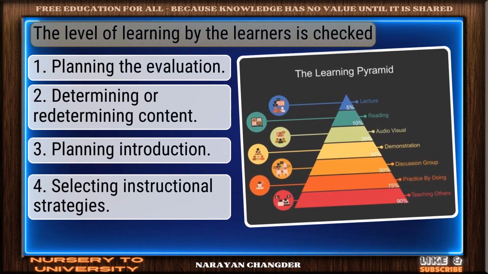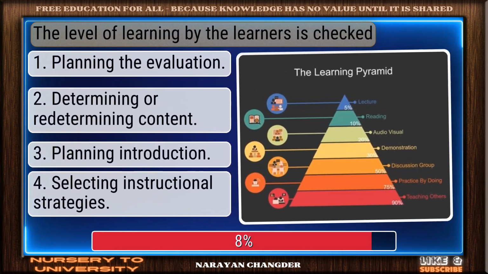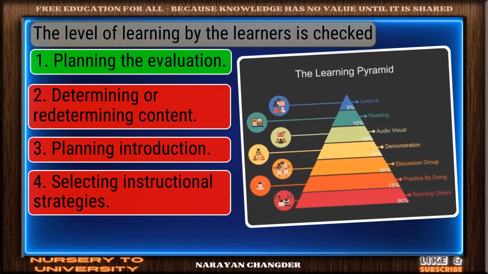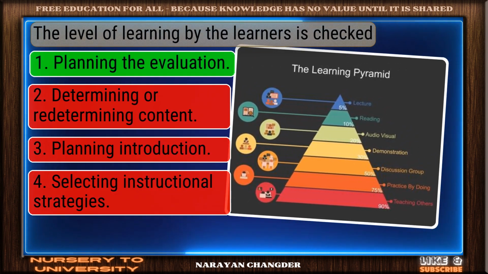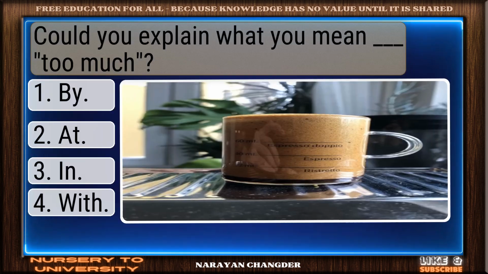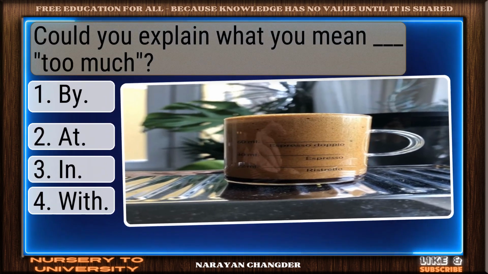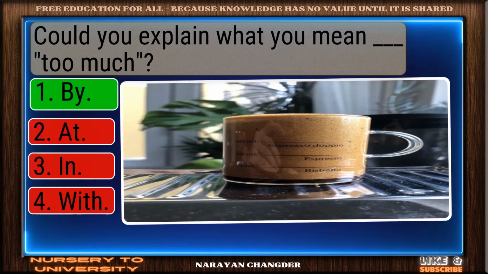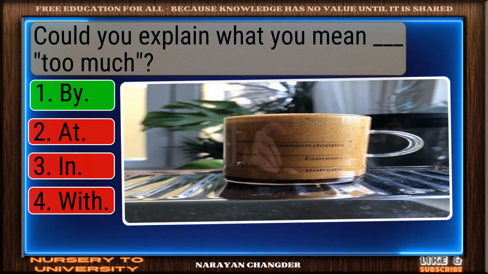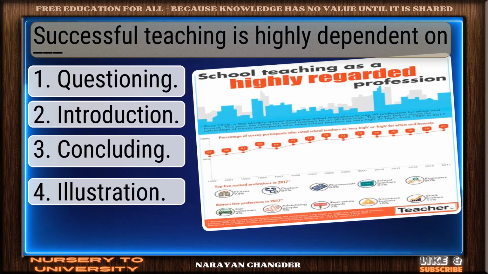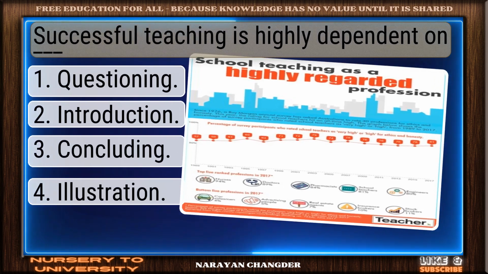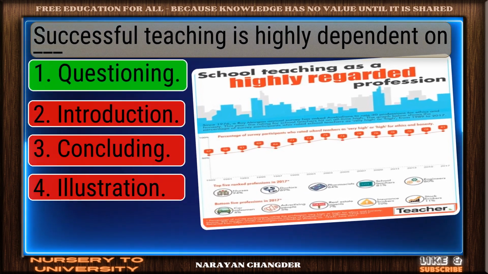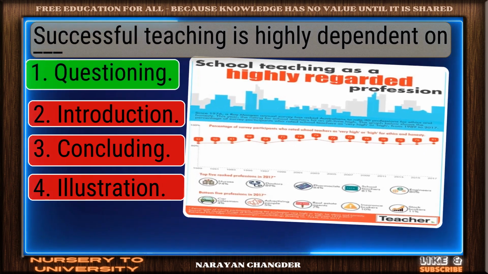The level of learning by the learners is checked. Strong choice. Planning the evaluation is the right answer. Could you explain what you mean dash? Too much. Excellent. By is a brilliant choice. Successful teaching is highly dependent on dash. Solid response. Questioning is a valid choice.